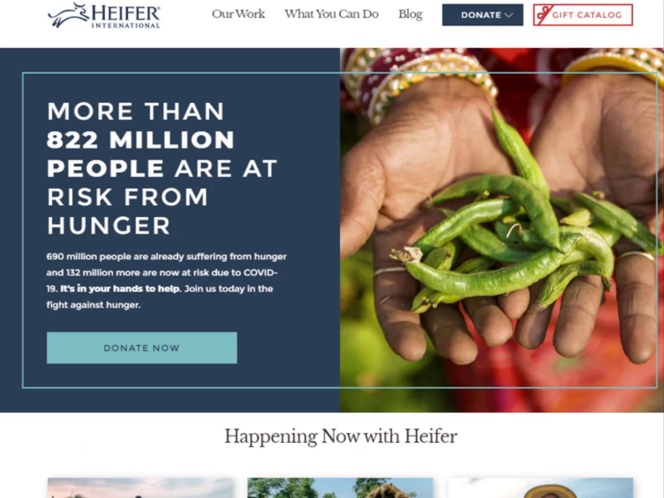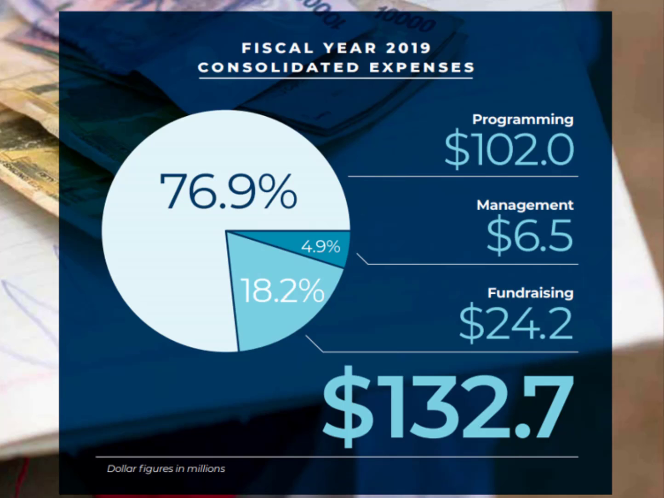My family doesn't celebrate Christmas, but instead we each do something good around Christmas time. For the past few years, I've donated to heifer.org, which is an international nonprofit that focuses on providing communities in the U.S. and around the world with tools, training, equipment, and animals for sustainable food production. This is a data display from their 2019 annual report in which they're reporting on their expenses.